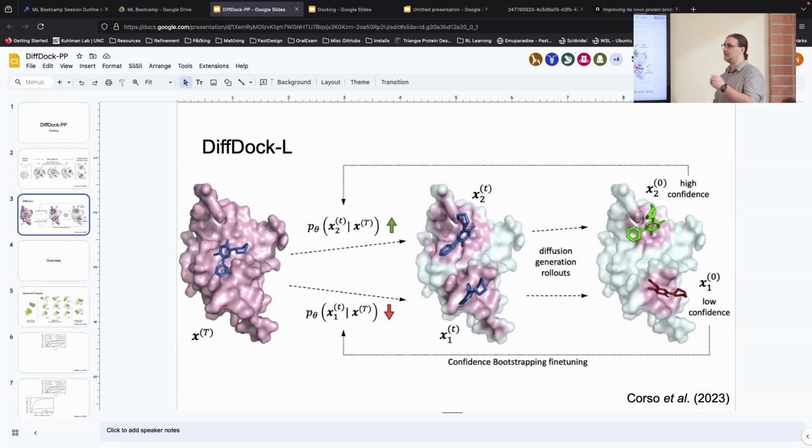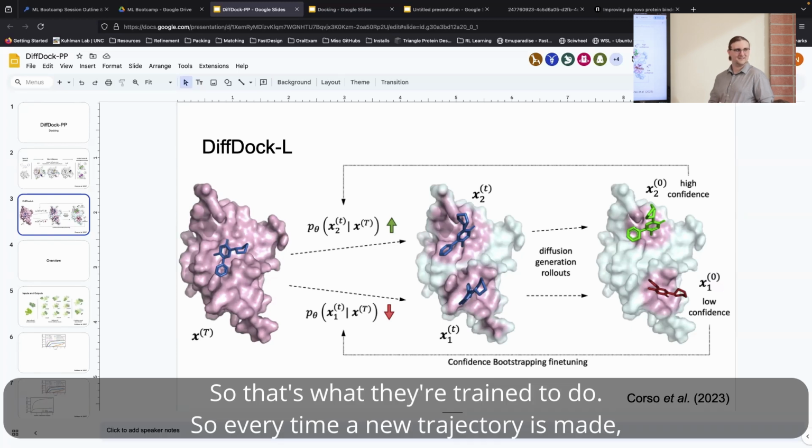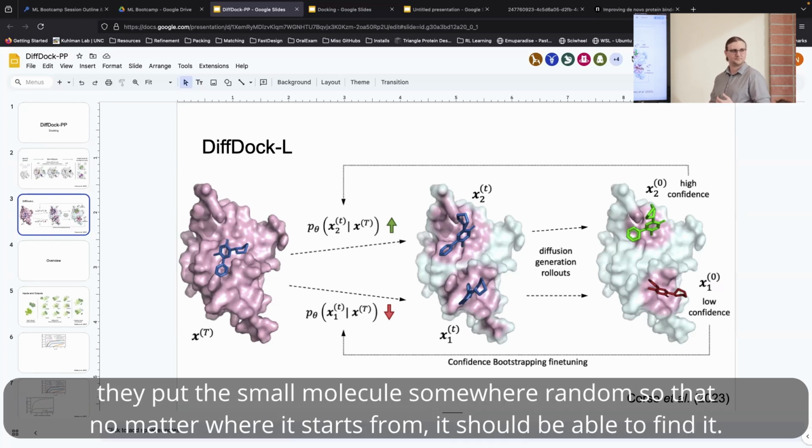Gotcha. It should still ideally find the correct location, although I don't know how true that is in practice. That's ideally what they're trained to do. Every time a new trajectory is made, they put the small molecule somewhere random, so that no matter where it starts from, it should be able to find it. Okay.